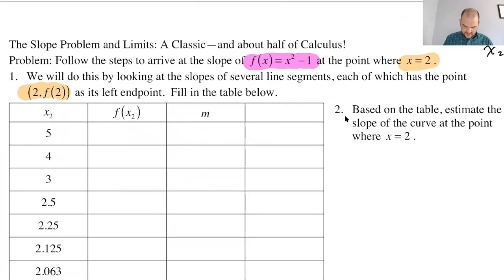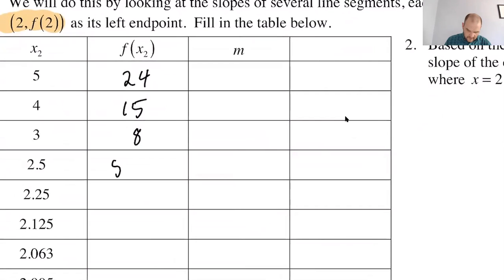So f of 5 is 24, f of 4 is 15, f of 3 is 8. Then for 2.5, let's square 2.5. We get 6.25. Let's subtract 1: 5.25. I apologize, I've confused myself. You know what, maybe it's time for the calculator. Let's switch over to the calculator.